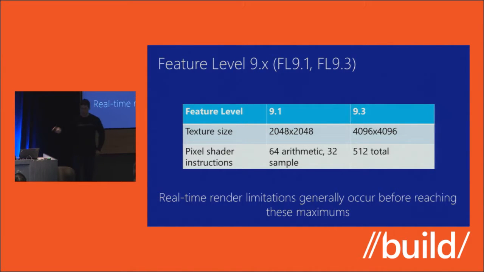Realistically, with these power-efficient platforms, you're going to run into real-time limits before you come close to these maximums. And what I mean by that is if you're rendering a full-screen frame and you're using a shader that's 64 instructions long, you are not going to hit 60 hertz, probably, at least on the current platforms.